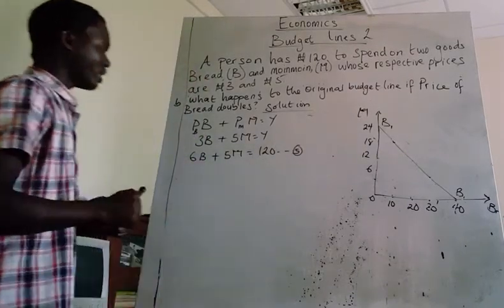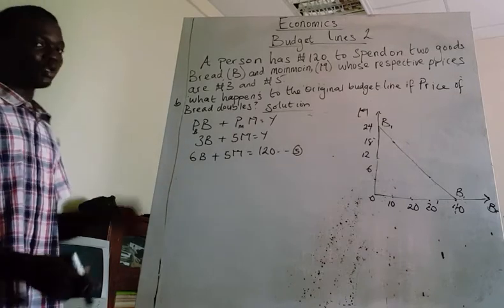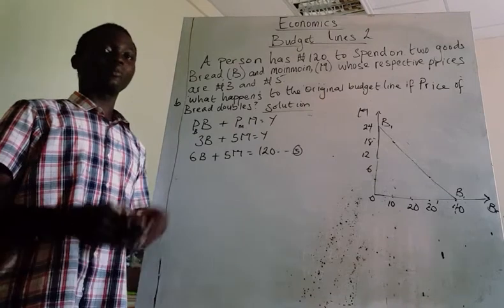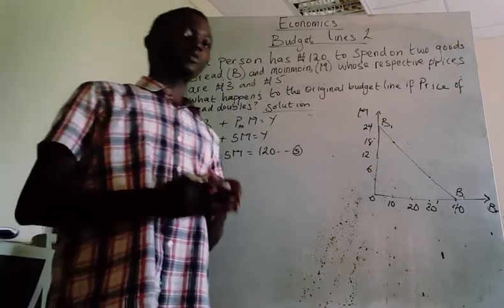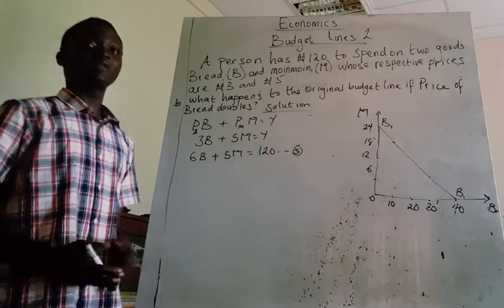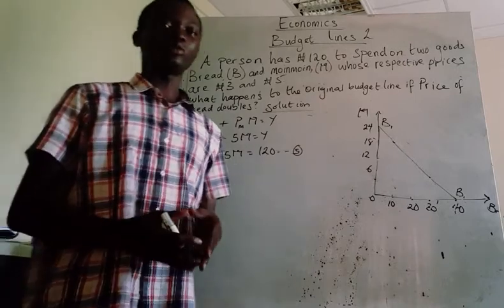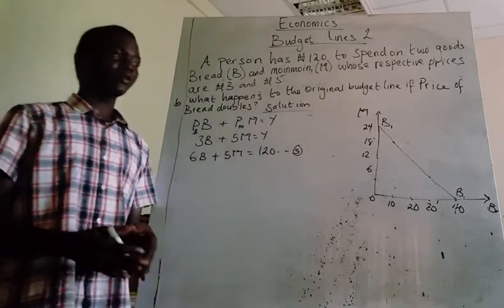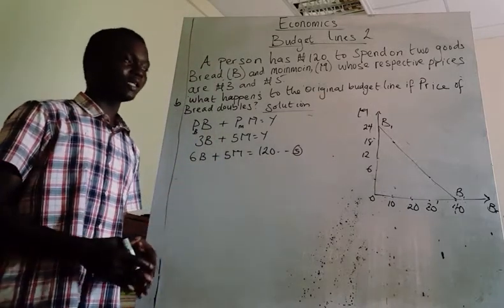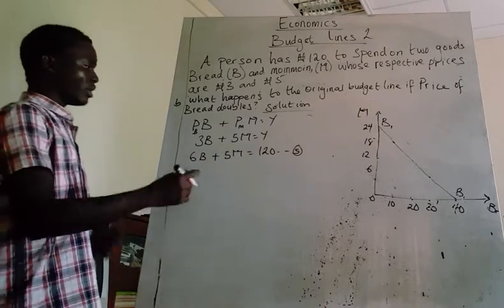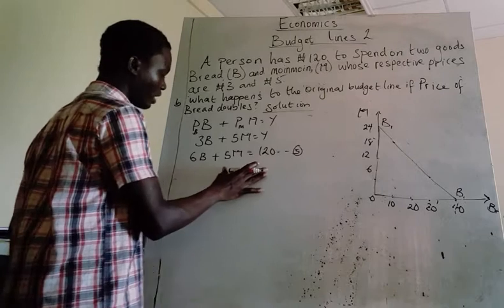If the price of bread doubles, what do we expect from the normal law of demand? From the law of demand, an increase in the price of a commodity leads to a reduction in the quantity demanded of that commodity. So the same thing applies here. When the price of a commodity rises, a consumer would be able to afford less of it. That's the theory guiding us, and let's see if our answer is going to be the same. This is our new budget function.